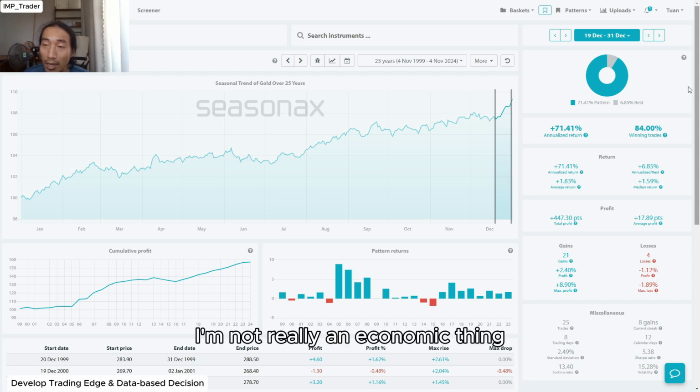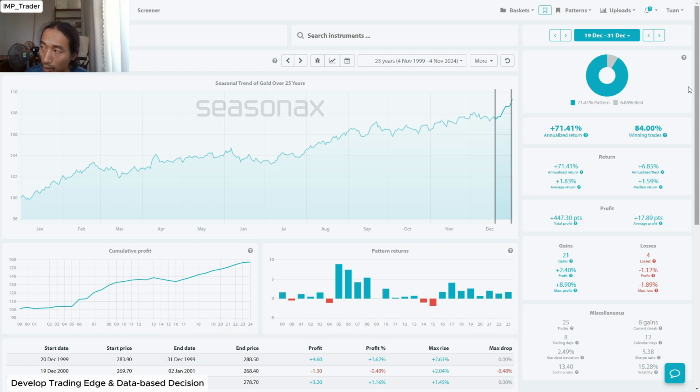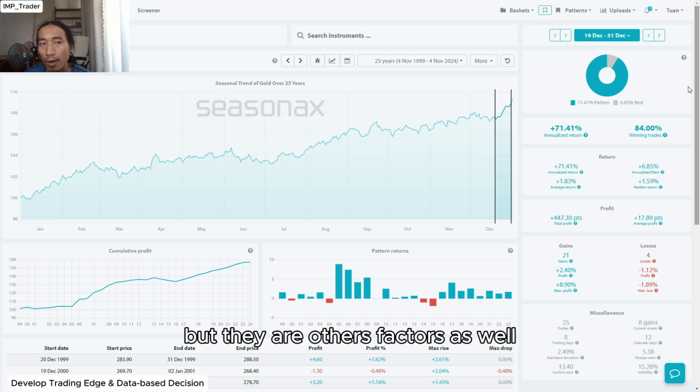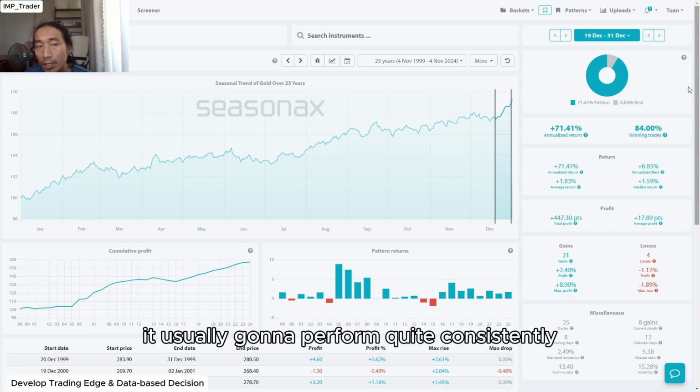I'm not really an economics person, but if you look into the reason behind why gold usually rises in December, holidays are an obvious reason, but there are other factors as well. And when a seasonality pattern has a reason behind it, it is usually going to perform quite consistently.